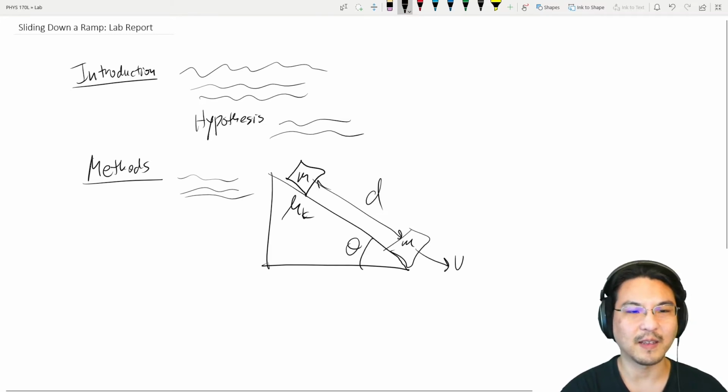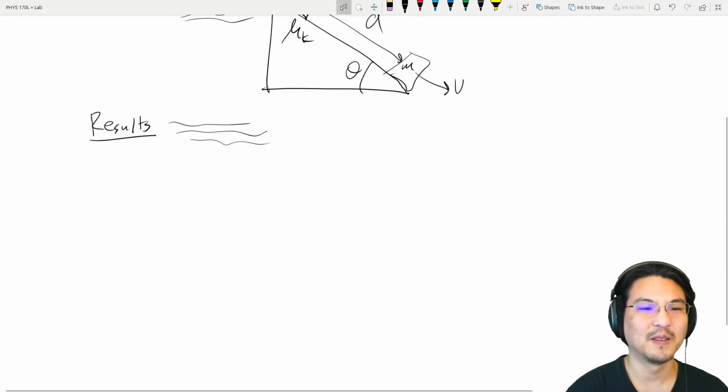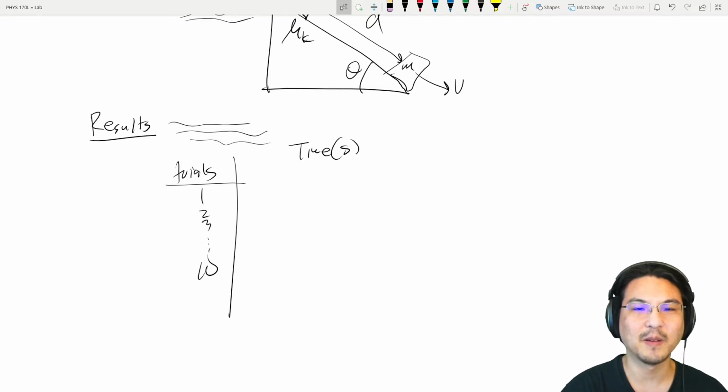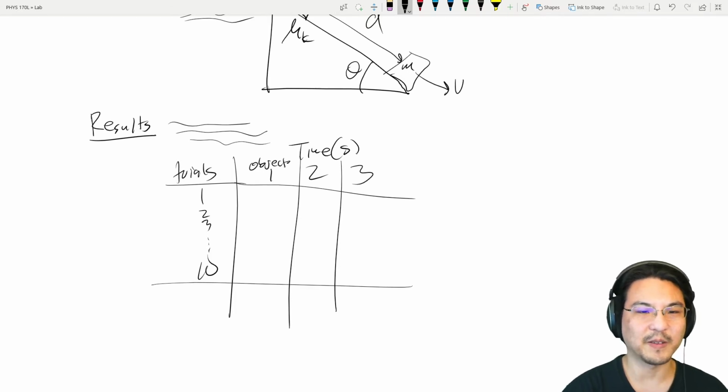And then the next section is your results section. So you say, okay, this is a table of my results, and then you show a table. Let's see, what was in your table? You had 10 trials and you're measuring time for different materials. Say object 1, 2, 3. Okay, so this is all your data.